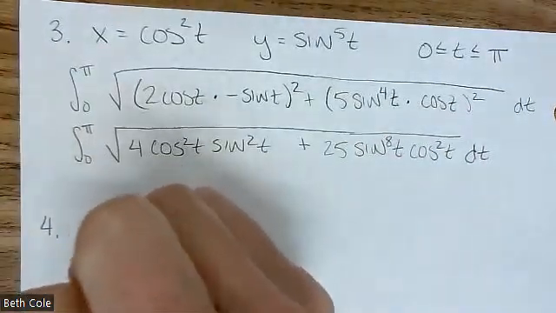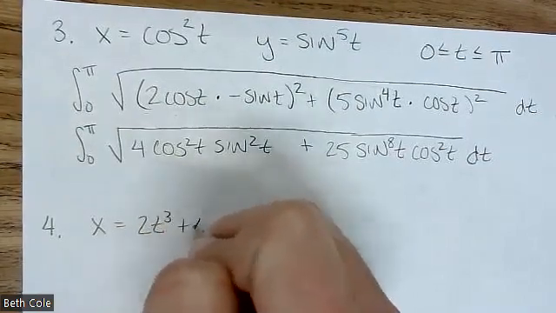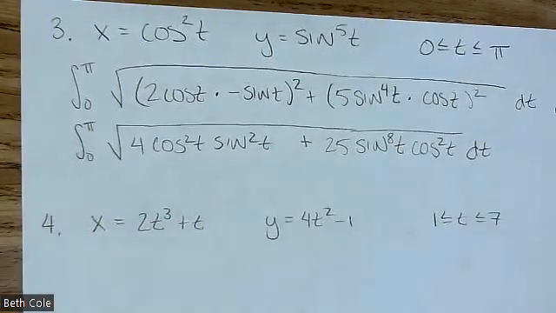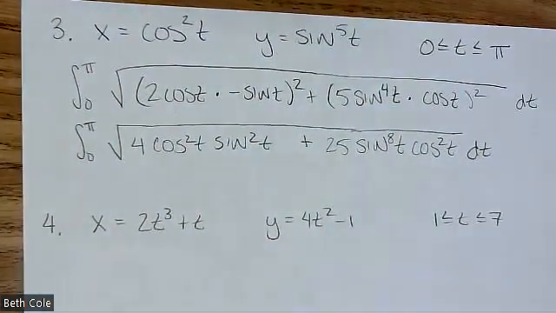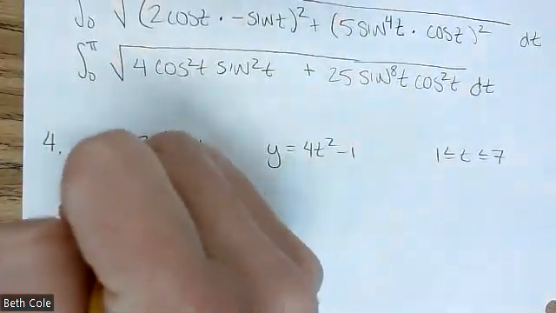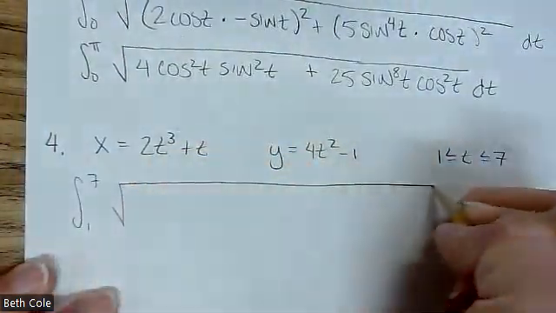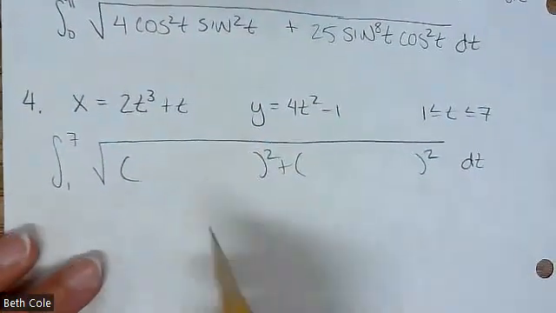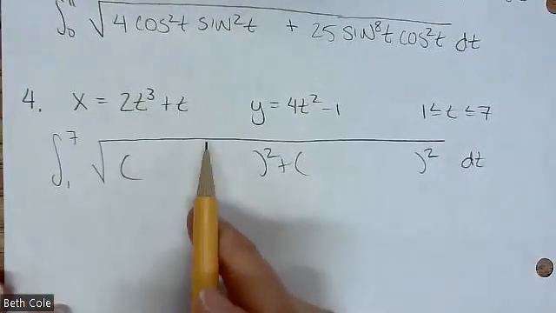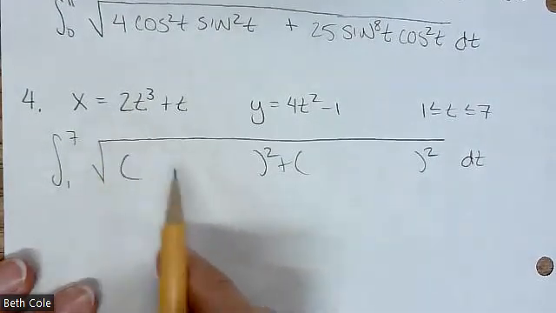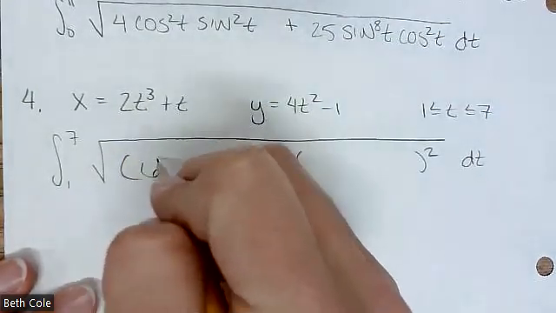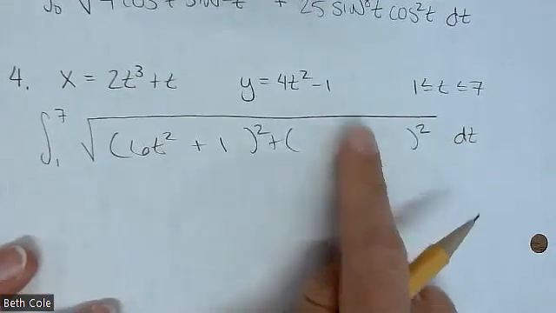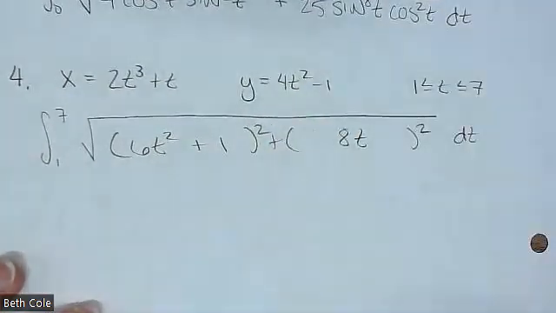All right, we're just going to do one more. Yeah, let's see how it went. So integral 1 to 7, gigantic square root, blank squared plus blank squared. So what is your derivative for x? What'd you put in this first one? 6t squared plus 1, that's the one that's going to cause us a little bit of a headache. And then this one, just 8t, okay?